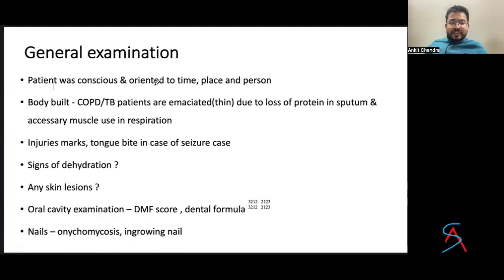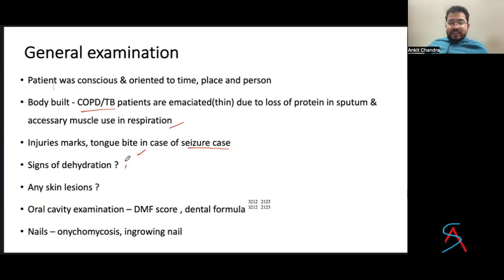In general examination, as always, you say the patient is conscious, oriented to time, place, and person. Talk about the build. Especially in a TB patient, they will be emaciated and very thin because a lot of protein goes in their sputum, and they will definitely be using accessory muscles for respiration because they will have breathlessness if it is pleural TB or pleural effusion. Also, in case of a seizure case, look for any injury marks or tongue bite.